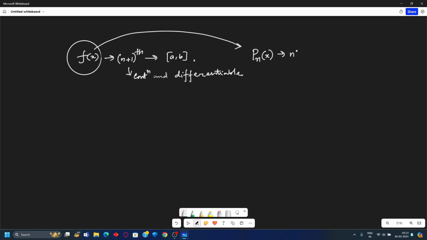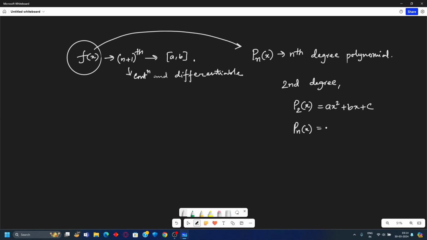It is our nth degree polynomial. What is the meaning of this nth degree polynomial? That means if we say second degree polynomial, that might be P2 of x. It is an example: ax square plus bx plus c. So nth degree polynomial must be Pn of x. We can define it in this way: a0 plus a1x plus a2x square and so on plus an x to the power of n. So this is our idea of these properties.